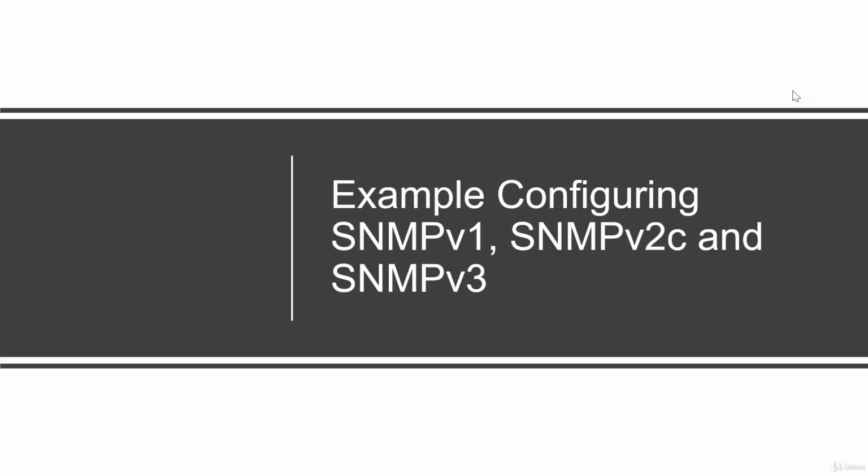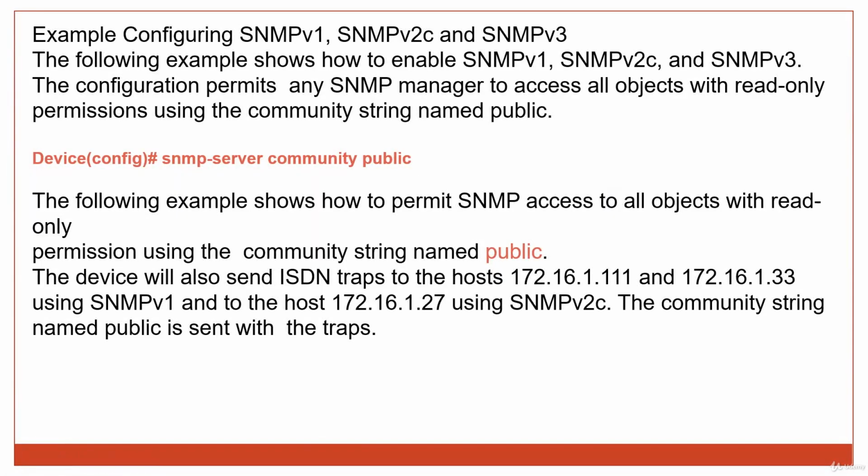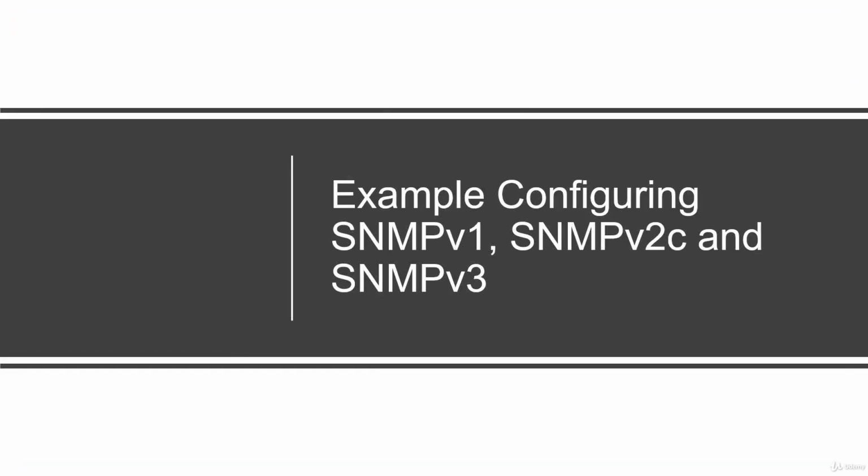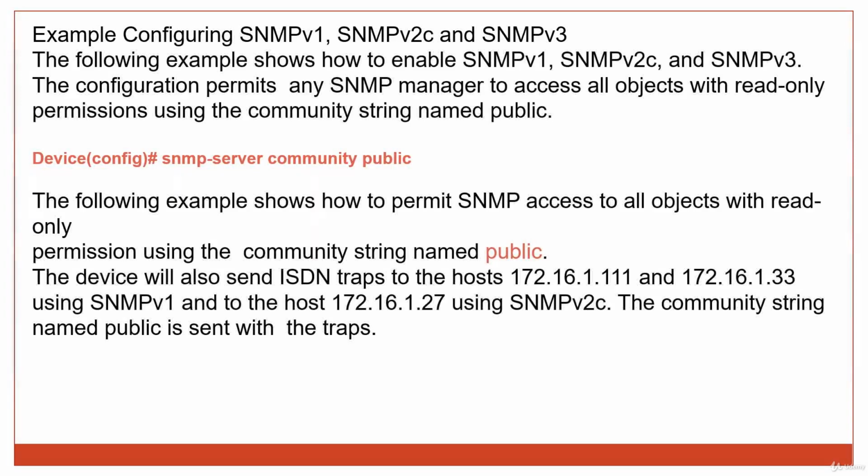We are going to do a quick revision about the configuration of the various versions that we have. We have already studied how we can go and configure the important version, that is version 2C, where C stands for community. Here you can see that it's straightforward. We can go to the global configuration mode. We can do SNMP community public.